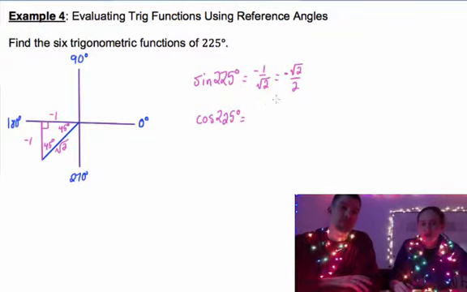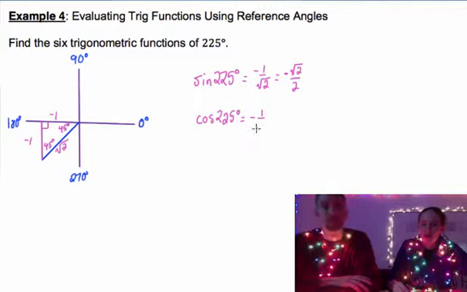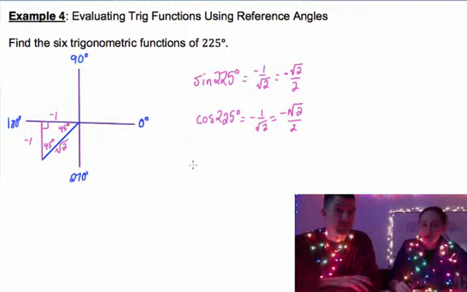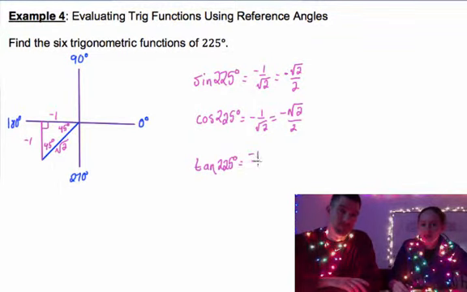Cosine of 225 is x over r, so negative 1 over the square root of 2, which is again the exact same thing. That should always happen with 45-45-90 triangles. Tangent of 225 degrees is y over x, which is negative 1 over negative 1, so it's positive 1.